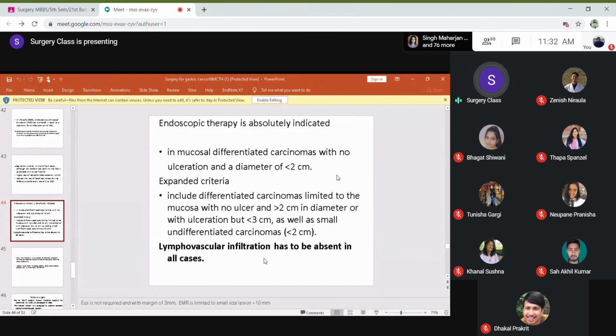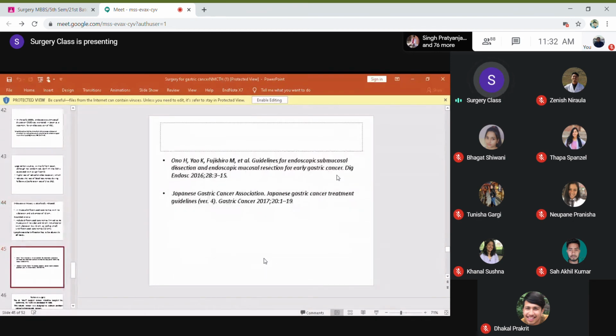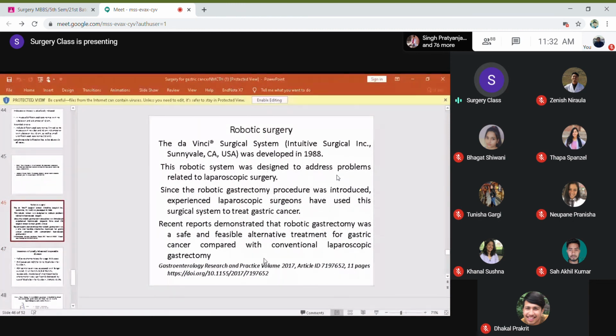Find out yourself, okay? There are a lot of Japanese people very much interested and experienced in doing endoscopic mucosal resection or endoscopic submucosal dissection. So endoscopic mucosal resection, EMR, and endoscopic submucosal dissection, ESD. Just read about what EMR and ESD are yourself. I won't go into detail because it won't be required for you.